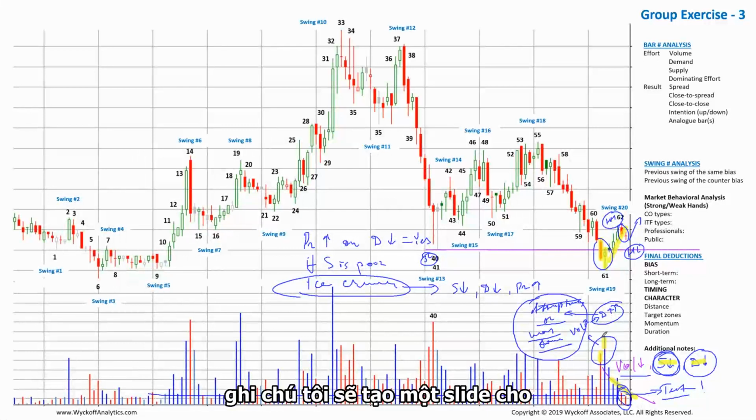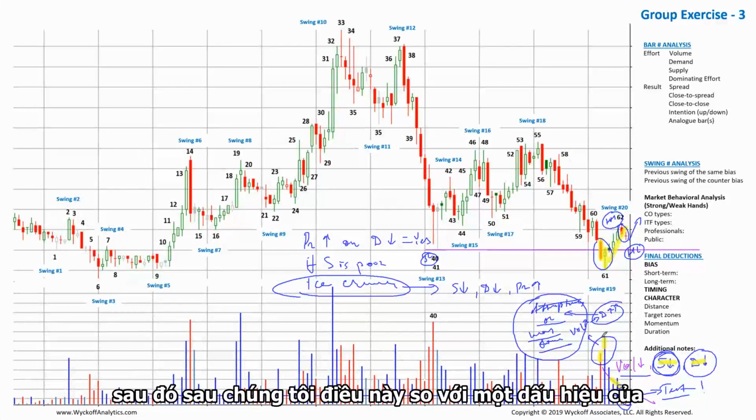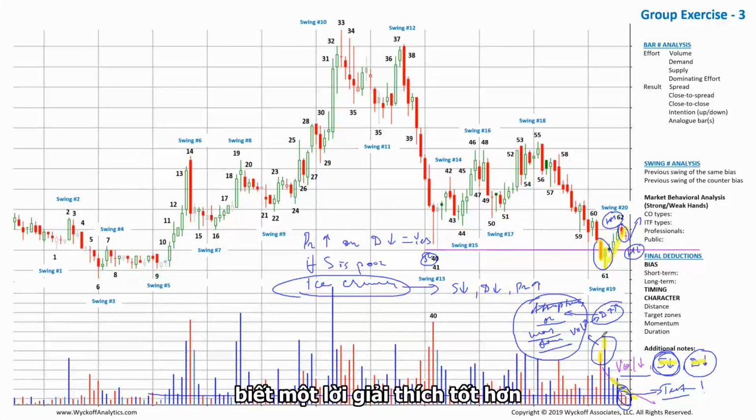And that kind of brings me, I'm going to make a note. I'm going to make a slide for maybe next cycle where major sign of weakness is compared to a spring, and then upthrust is compared to a sign of strength. And I think that could be a better explanation. What else, Doug? So it's all contextual, isn't it? It is, of course. The context is always going to be a layer for us.